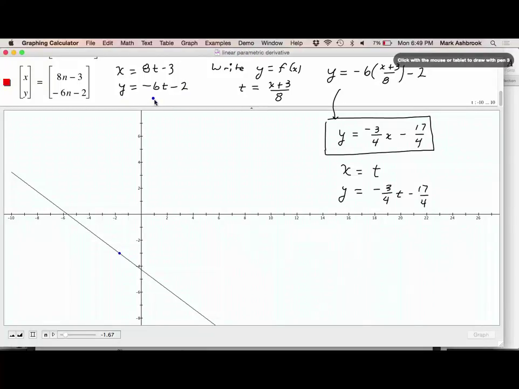So here's our original. If t equals 1, what do we get? 5, comma, negative 8. And now if t equals 1 down here, what do we get? 1, comma, negative 3/4 minus 17/4, which is negative 20/4. Is it right? Did we make a mistake? No, it's on the graph still.